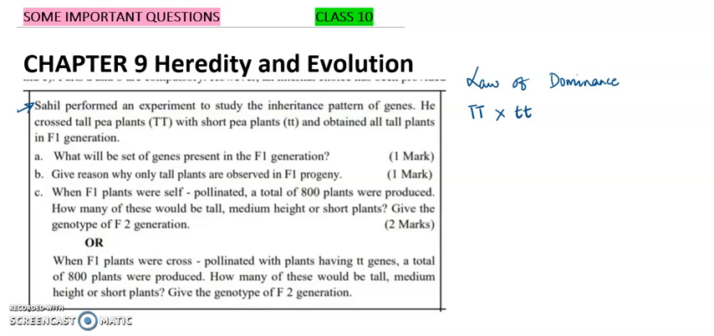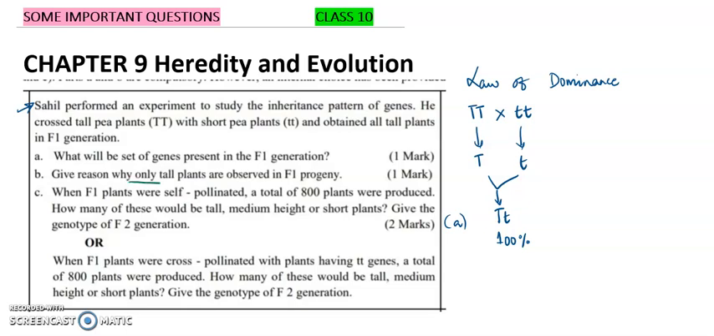So these are the parents, capital T capital T, small t small t. Capital T would be the gamete and here small t would be the gamete. So in the F1 generation we will have the genotype capital T, small t, and 100% plants will be tall. So what will be the set of genes present in the F1 generation? This is the answer to option A: the set of genes present in the F1 generation would be capital T, small t. This is the genotype, and because of this genotype the phenotype obtained will be 100% tall, right?